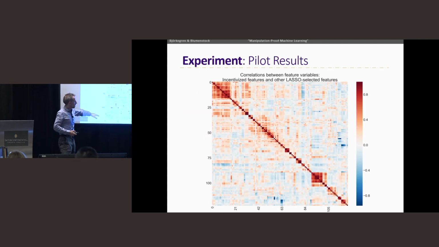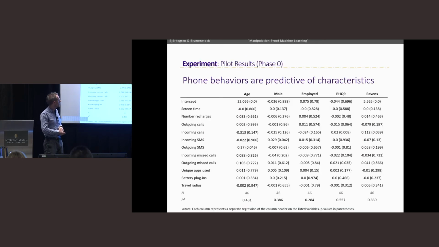We have a bit over 100 indicators, and you can see there's some correlation between them. And these are correlated with some of these ground truths. So we can predict someone's age with some error, whether someone's gender, their employment status, et cetera.